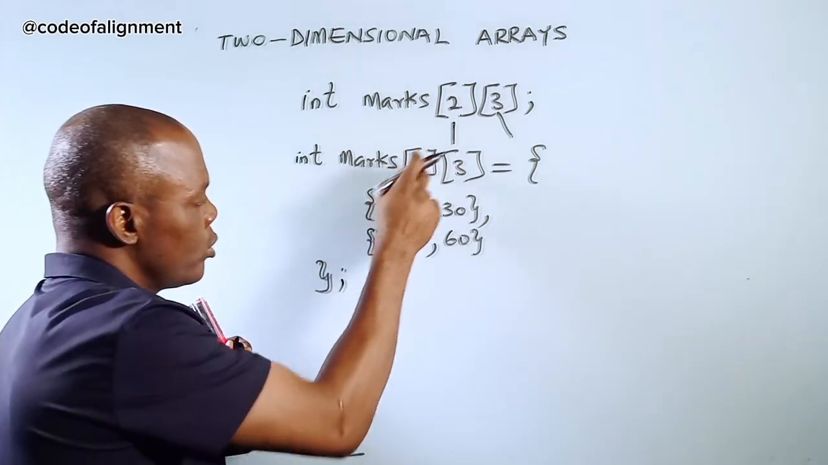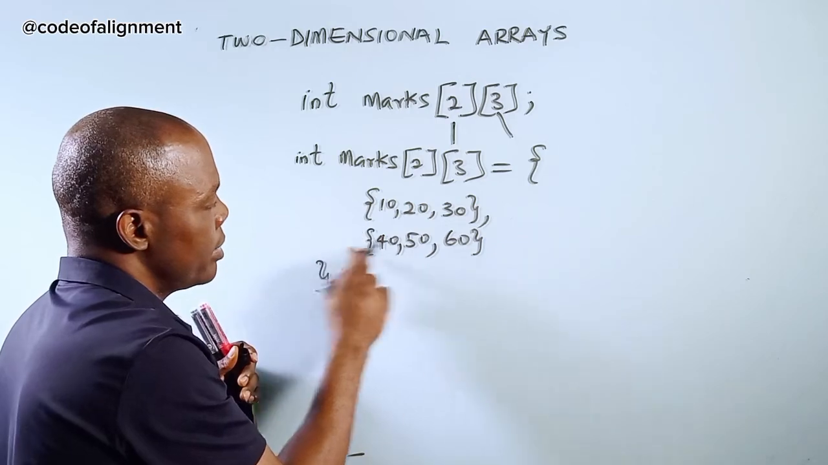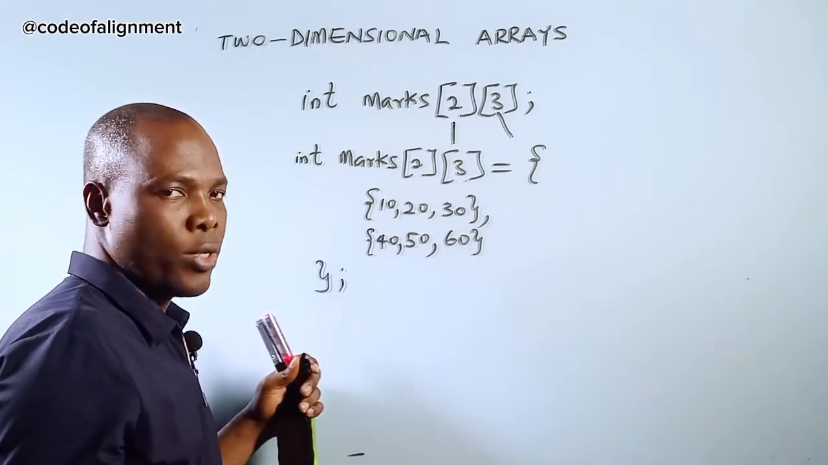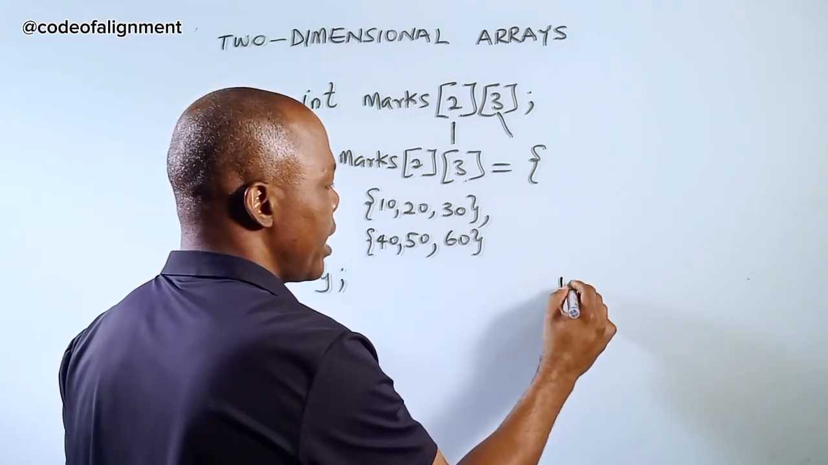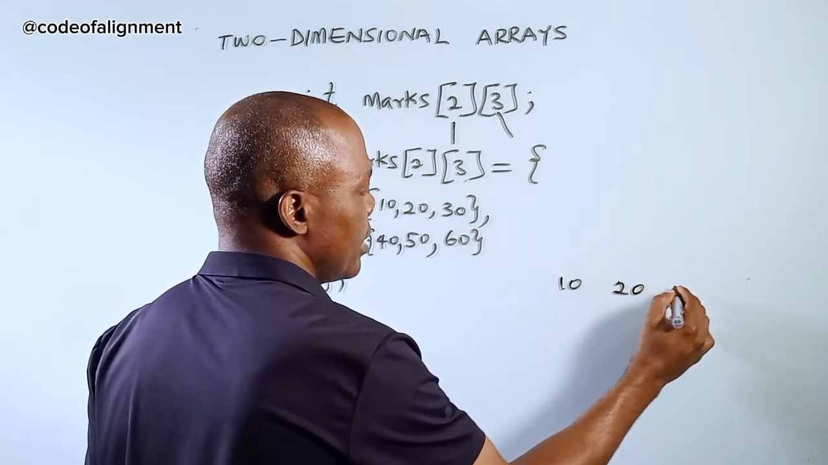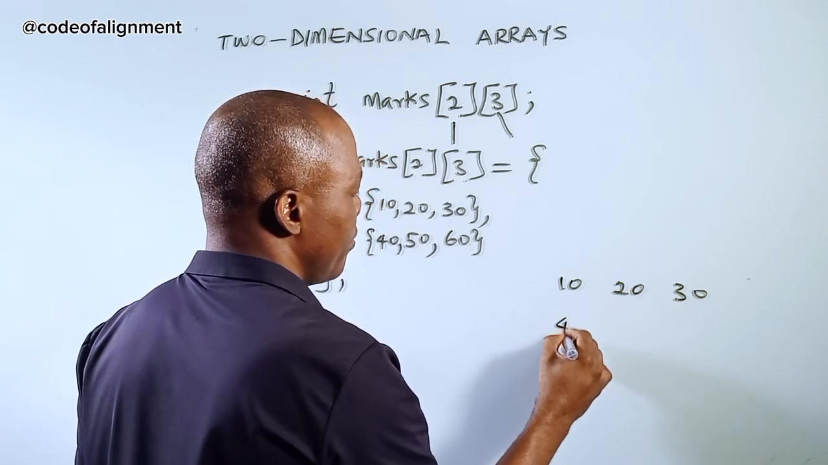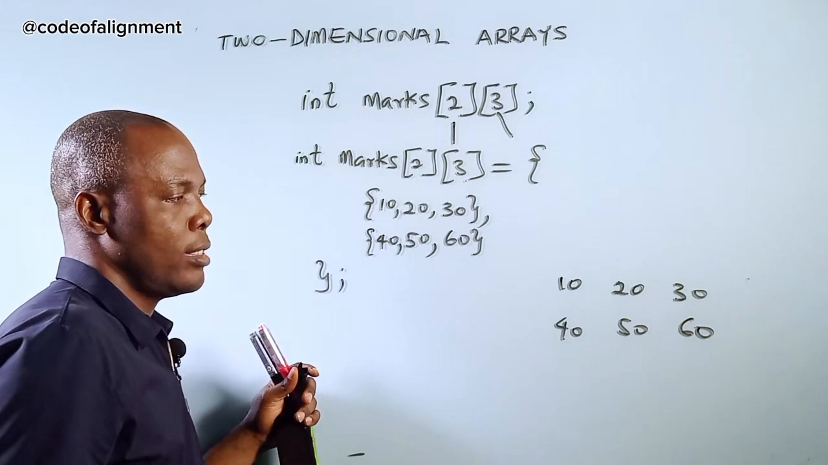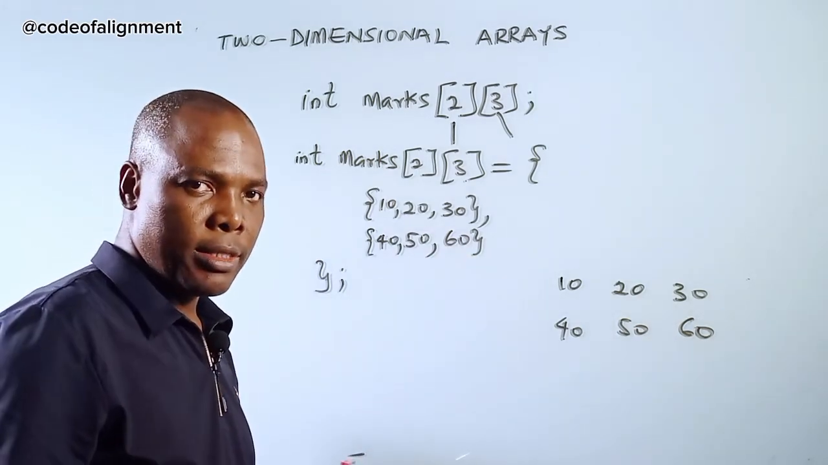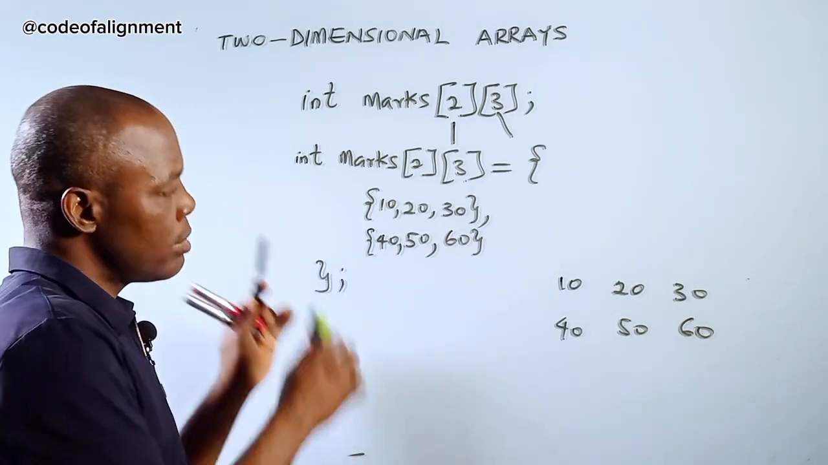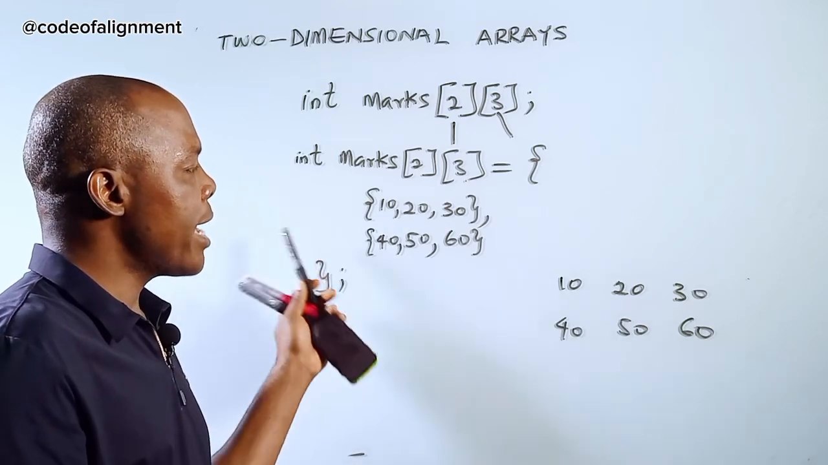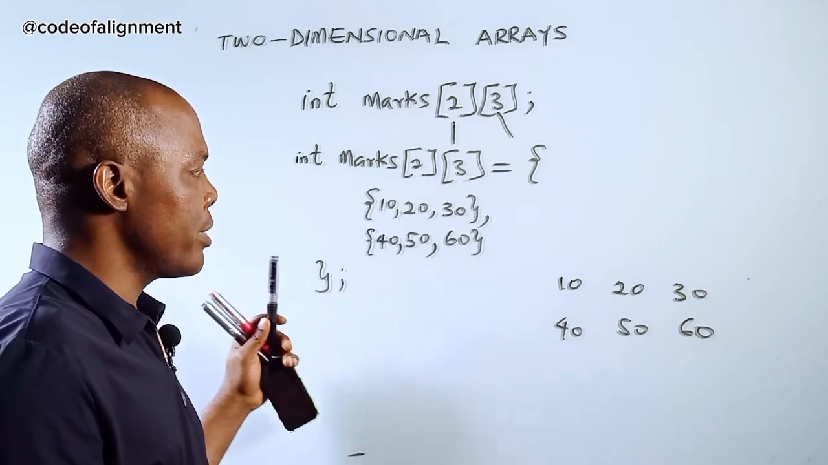So you can see 2 rows, this row, and then 3 columns, this. So you can see it in the form of a table. 10, 20, 30, 40, 50, 60. So this is like a matrix in mathematics, right? So this is two-dimensional arrays. How you declare and initialize two-dimensional arrays.